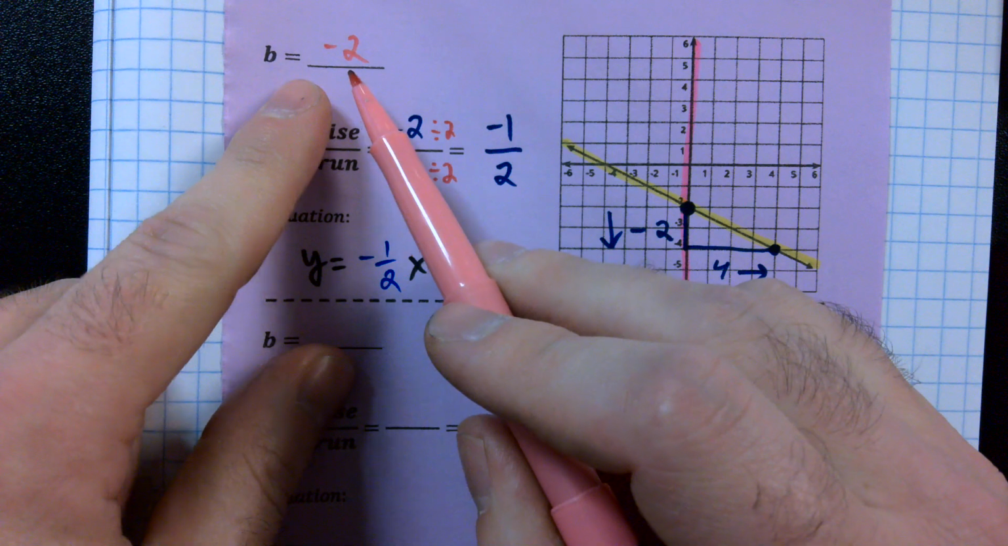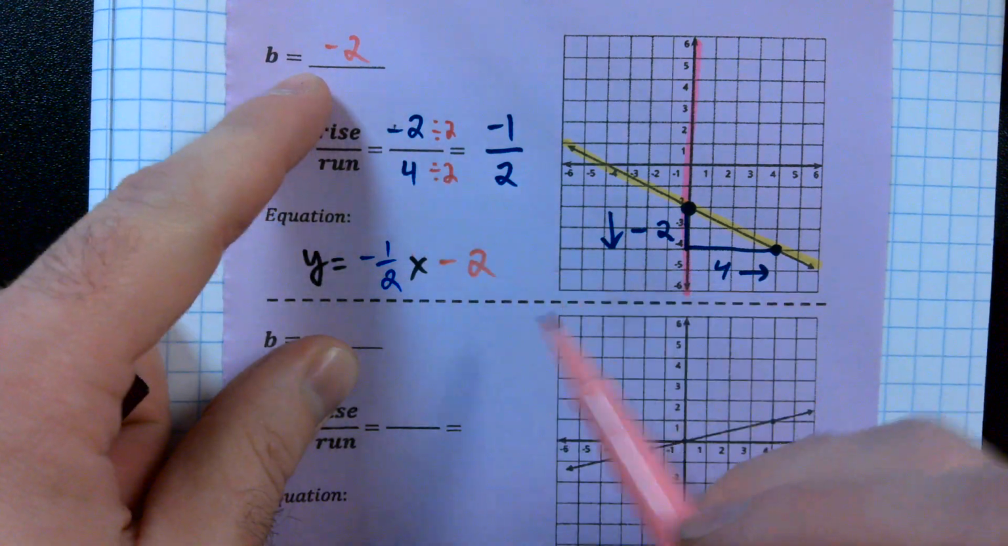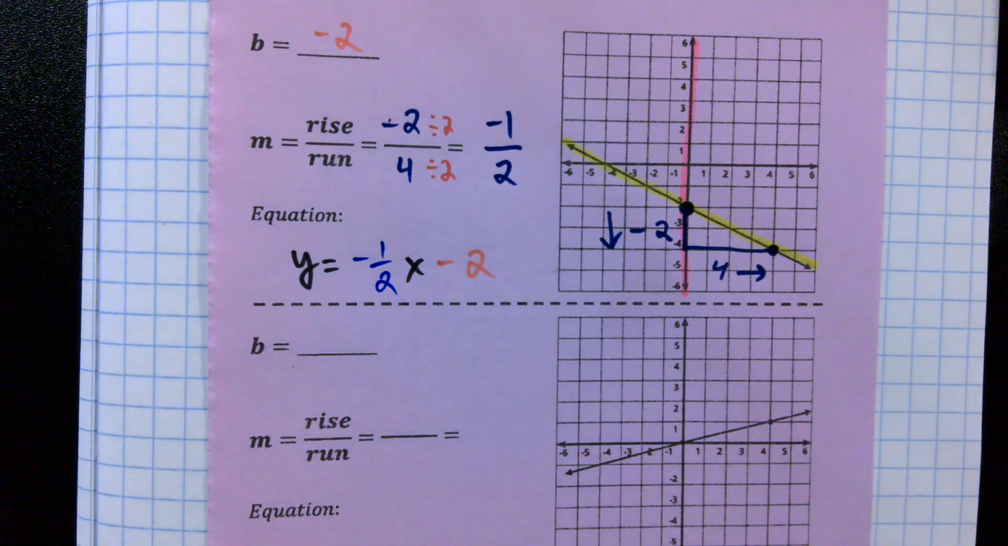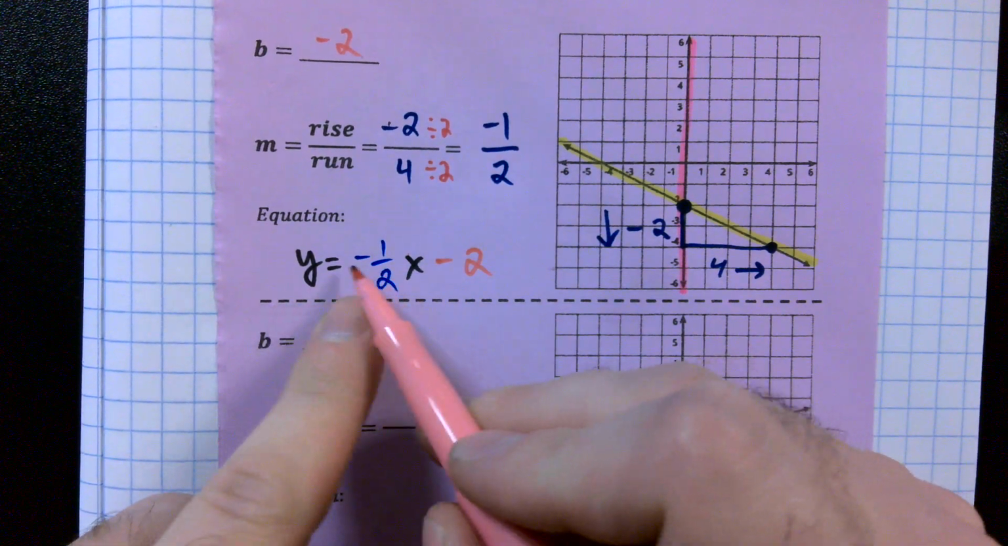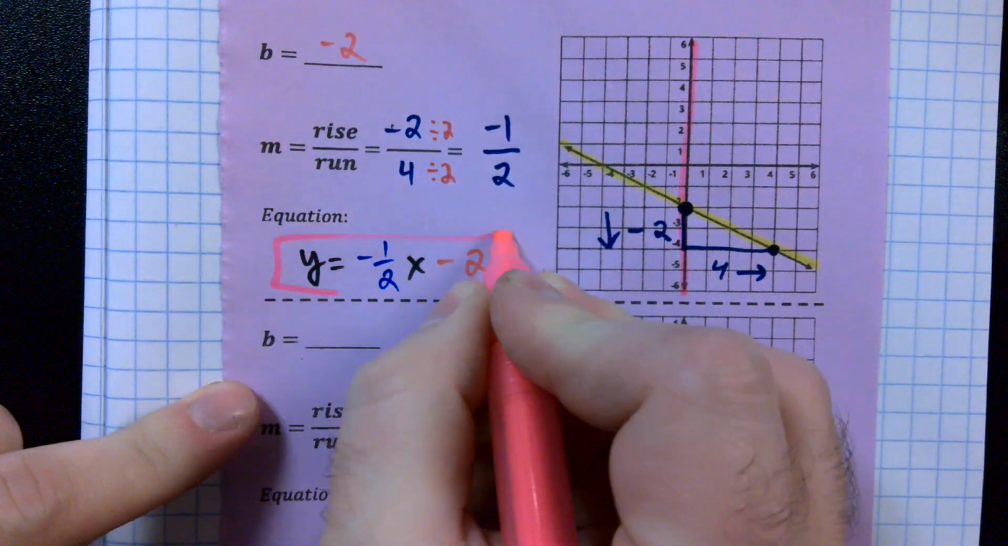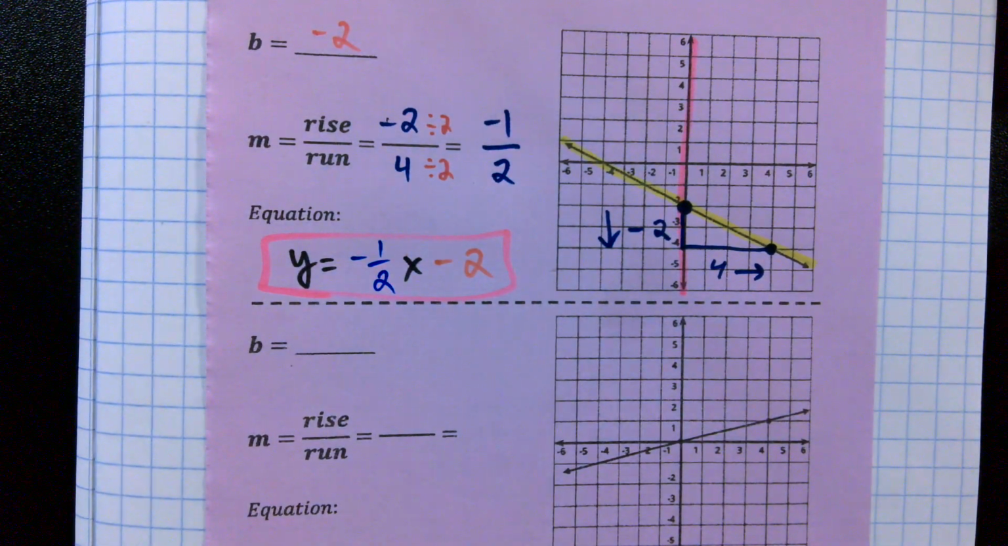That's right, because my B is negative. So technically, yes, we are adding negative 2, but a plus and a minus, that just makes a minus. So I've got negative 1/2 x minus 2. And there's my equation right there for that line.